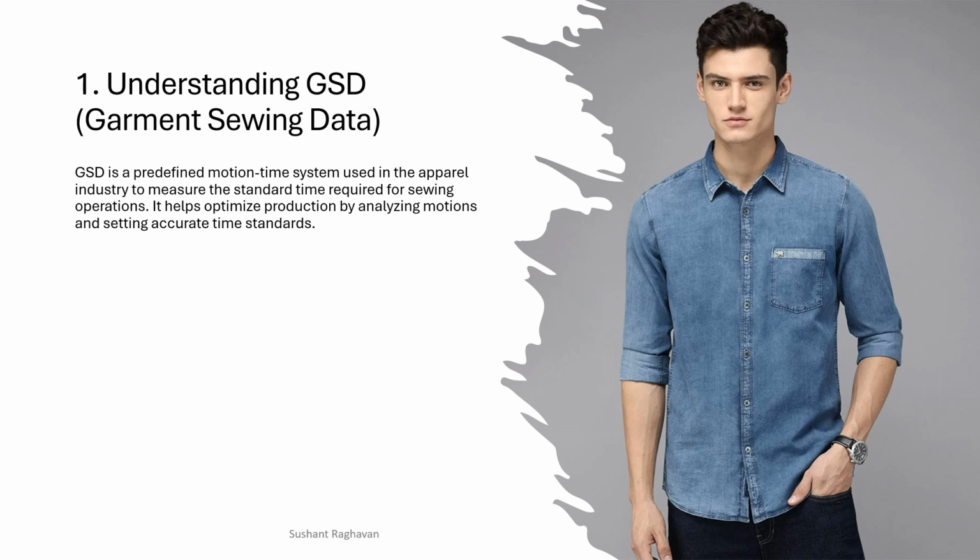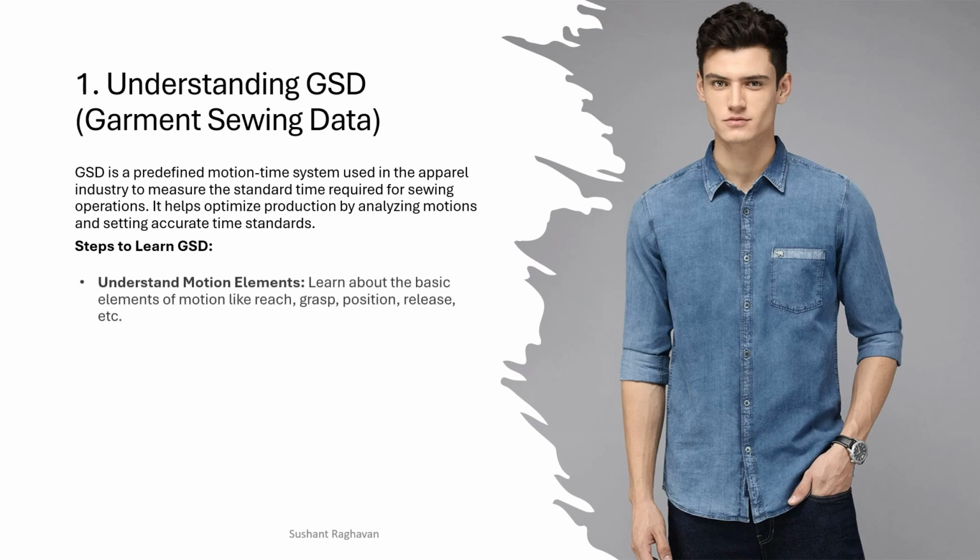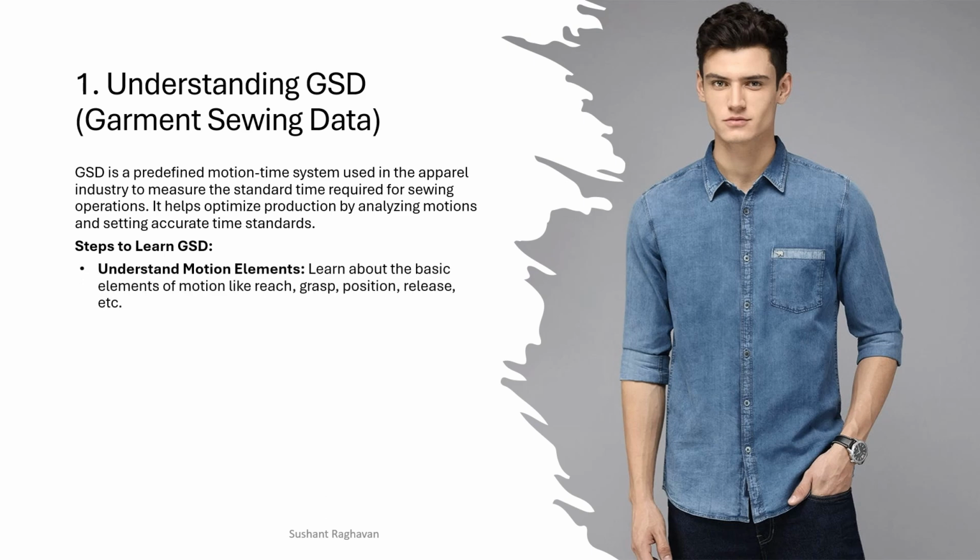GSD is a predefined motion time system used in the apparel industry to measure the standard time required for sewing operations. It helps optimize production by analyzing motions and setting accurate time standards.